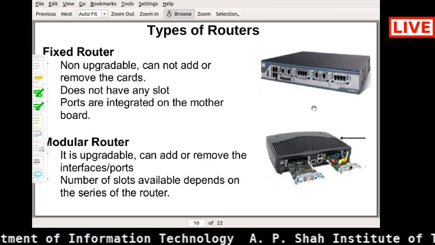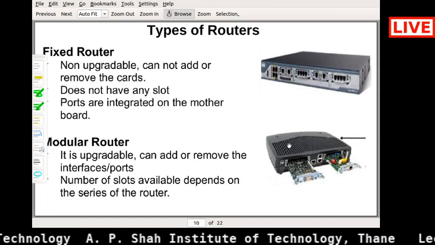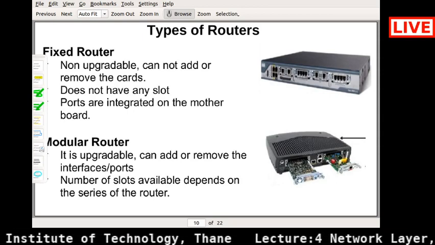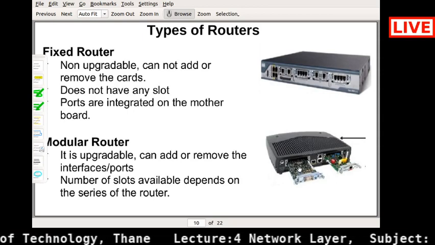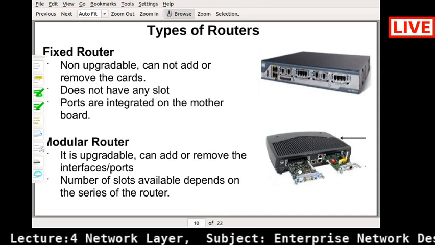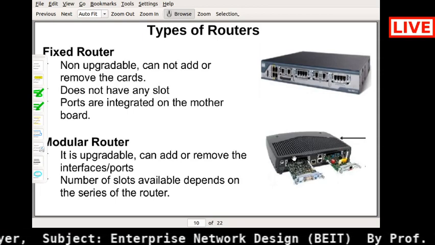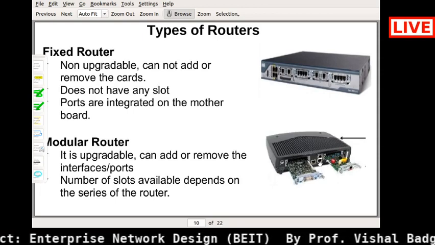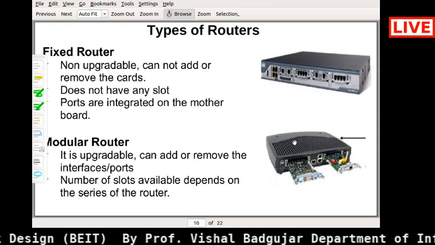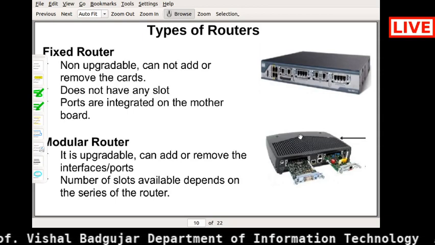The other one is the modular router. It can be upgraded. You can add and remove the interfaces and the ports. If you see in this diagram also, these ports or this interface part you can remove and add. The number of slots depends upon the series of this particular router. There are multiple series of routers available in the market.